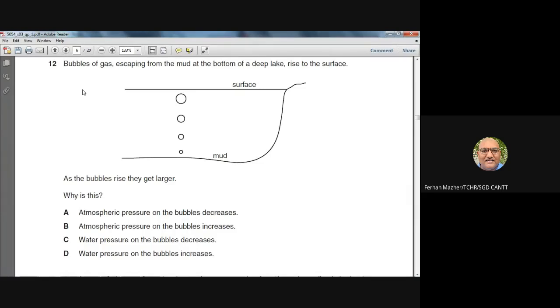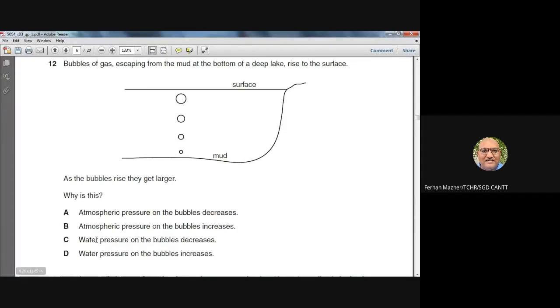As the bubbles rise, they get larger. Why is this? The reason is when you go up, the external pressure which is acting on the bubble is gradually decreasing, because when you are rising upward, the water pressure will be gradually decreasing. So atmospheric pressure in the bubble decreases? No, the atmospheric pressure is not decreasing. Actually, the water pressure is decreasing.